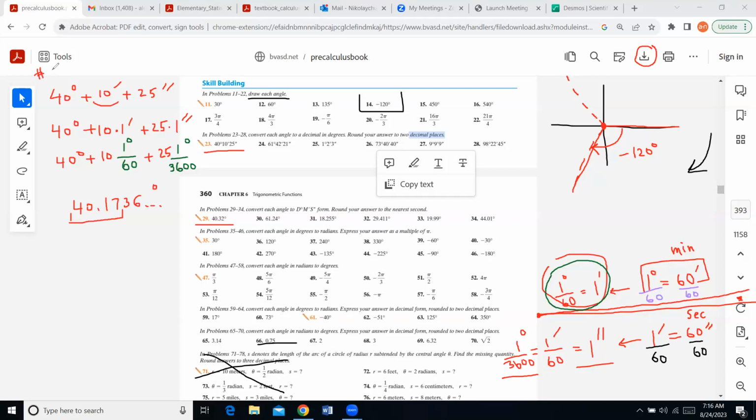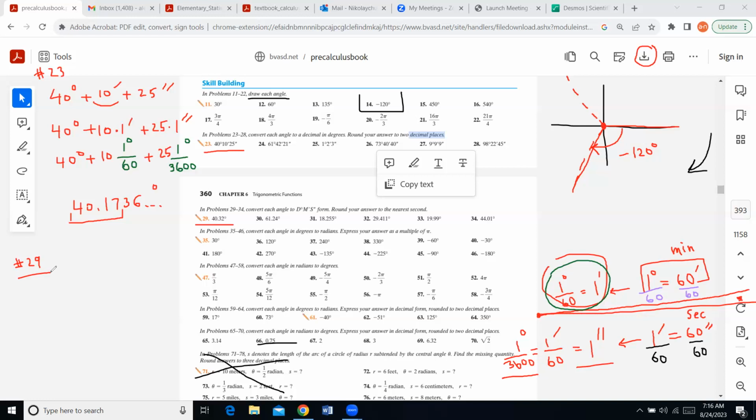So this was problem 23. I'm going to do another recommended problem, number 29. Problem number 29 wants us to actually convert this backwards. And how do we convert this backwards?